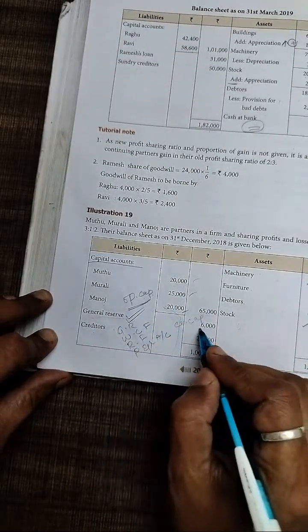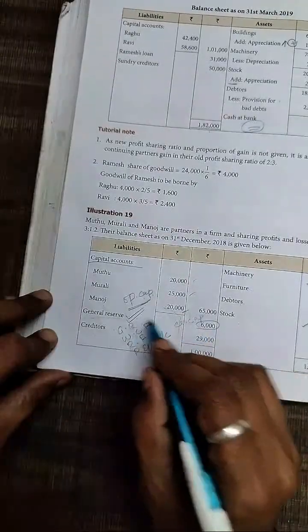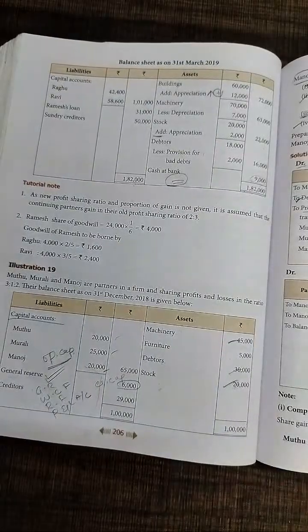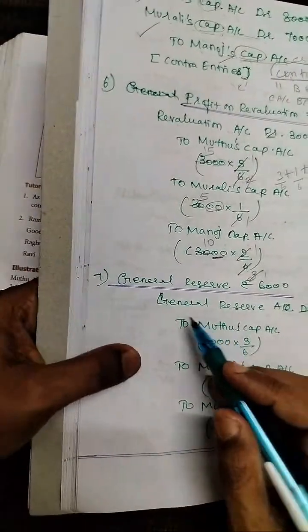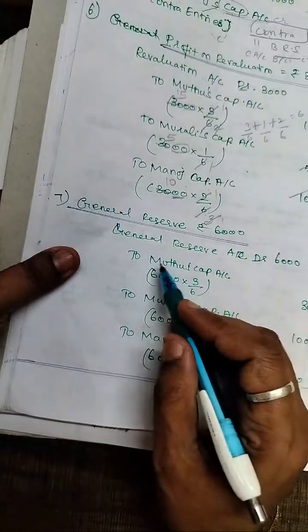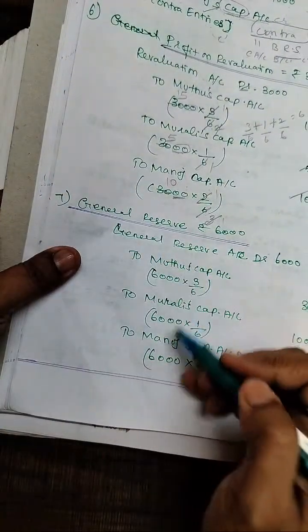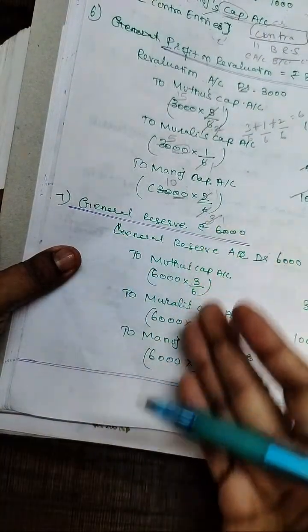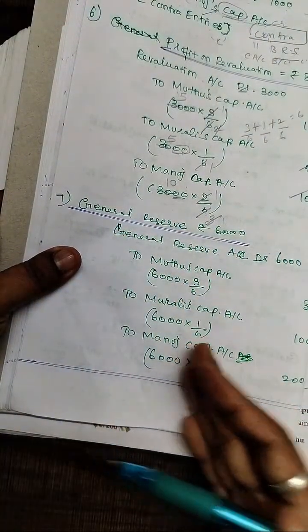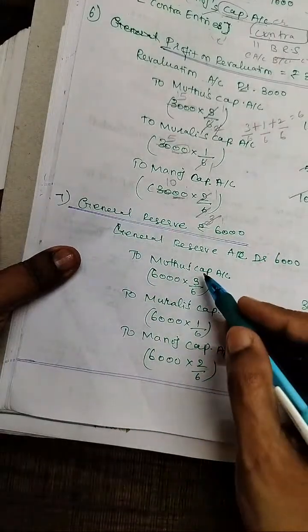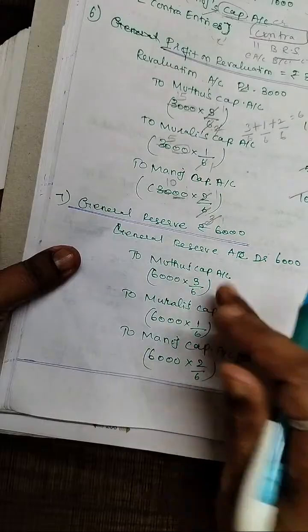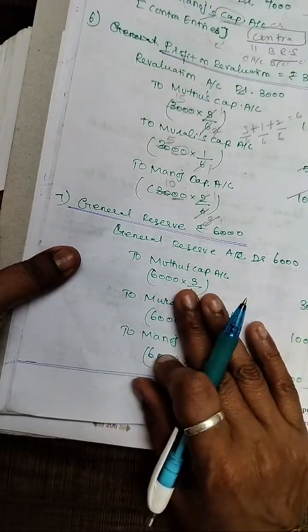So what is the general reserve value? 6,000 rupees. It will be transferred to the credit side of the capital account with their respective partners' profit sharing ratio. Okay. So what is the journal entry? Let's understand the journal entry. General reserve account debtor to respective partners' capital account, because the general reserve is to be transferred to the capital account on which side? Credit side. So you have to enter on the credit side of the capital account.